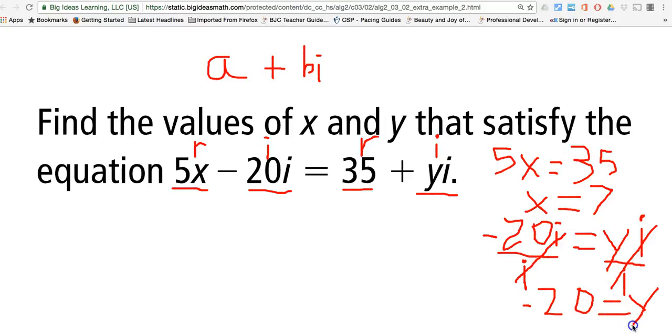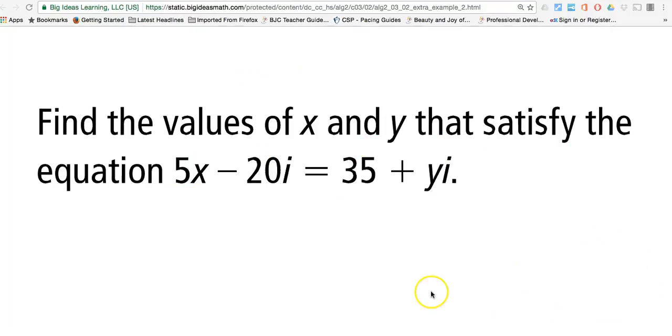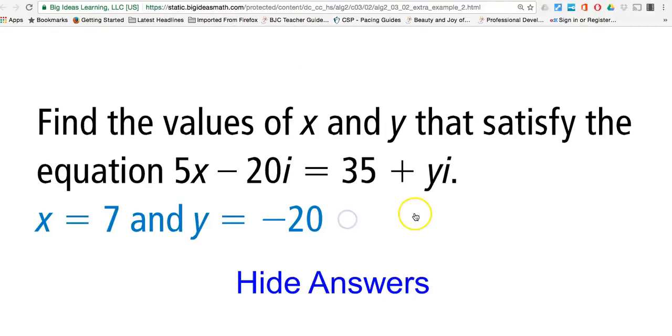So that's the end of our work right there. So when we go ahead and we work on that, we end up with x equals 7 and y equals negative 20.